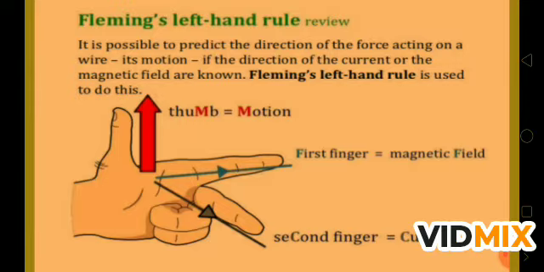Remember that Fleming's left hand rule is used to find the force on a current carrying wire, because there is a right hand rule also. The right hand rule is used to find the direction of induced current, but here Fleming's left hand rule is used to find the direction of force on the current carrying wire.